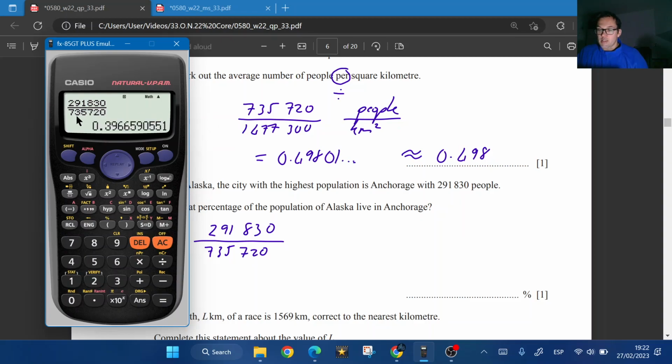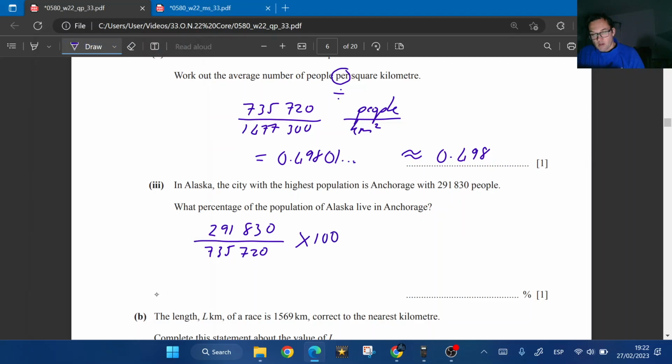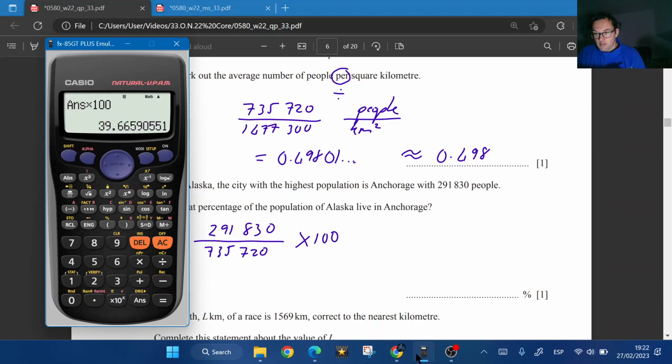That will give us a decimal value, right? To change it to percentage, we just times that by 100, of course. And then we have the answer. Times that by 100, and that will be 39.665.